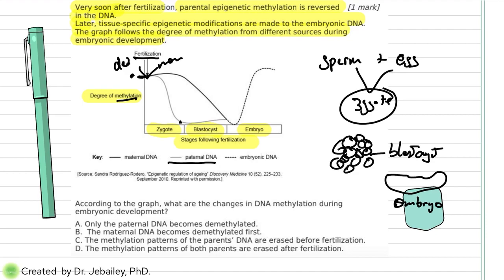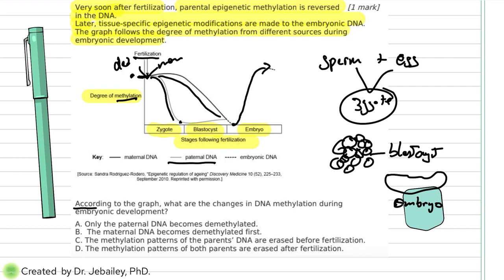So you can see that the father has a drop much faster than mom. She does have a drop, but it's a little bit later on after the blastocyst. And then after the blastocyst, they both have the drop very low. And that means the embryo has no methylation. But then after that, with the development of the embryo, the methylation starts to rise again.